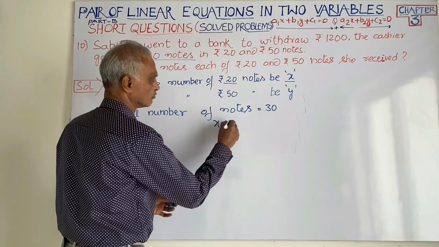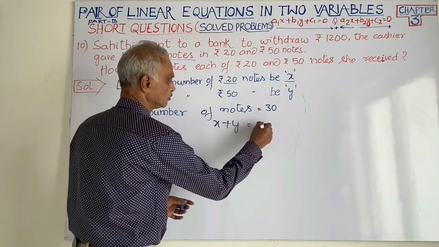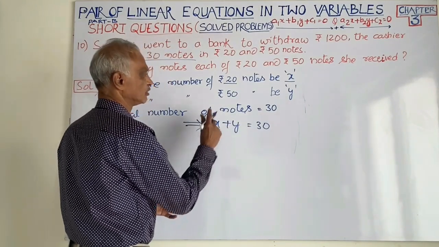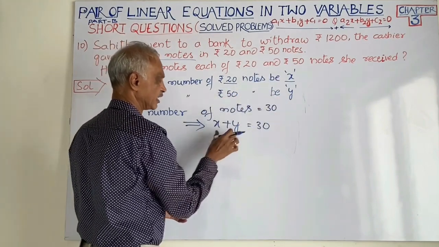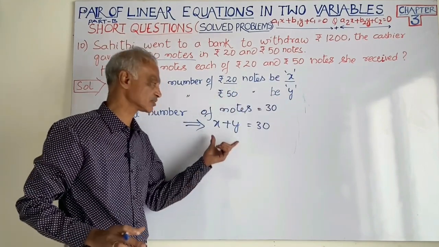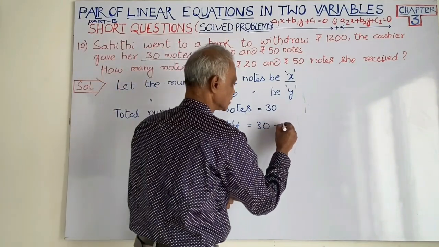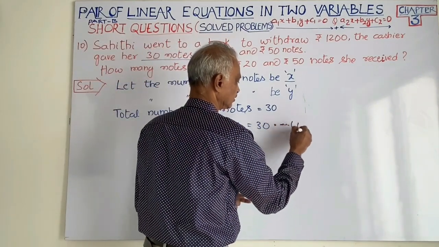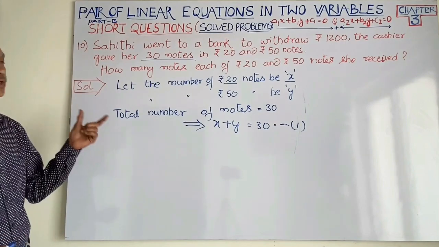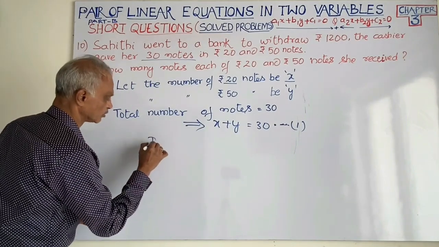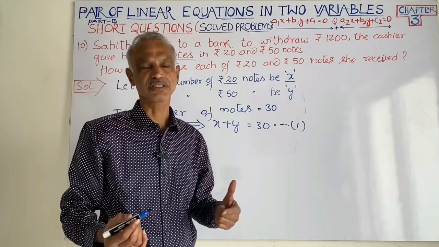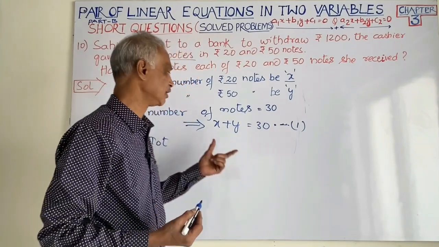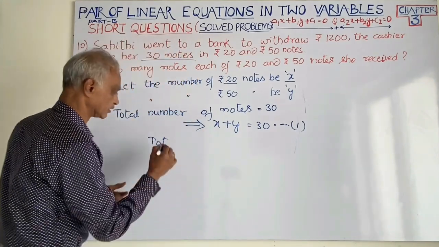x plus y is equal to 30. 20 rupees notes x and 50 rupees notes y. Total number of notes, x plus y is equal to 30. This is equation 1. Next, total amount. What is the total amount? We have to prepare linear equations in two variables. We will get two equations.